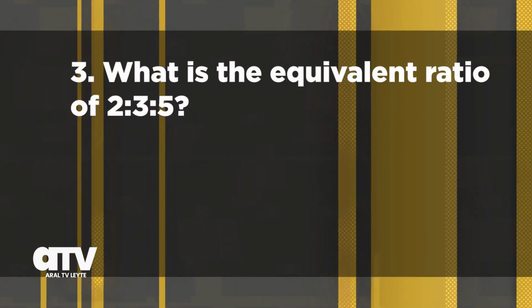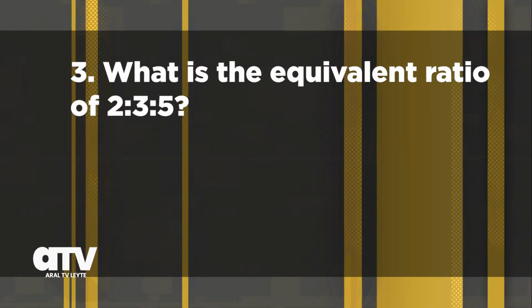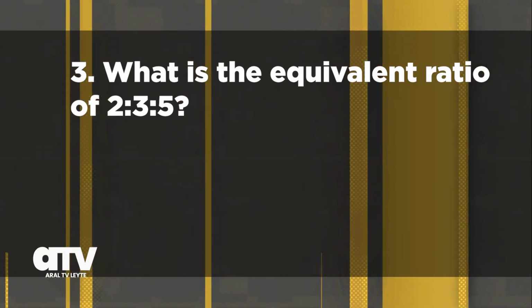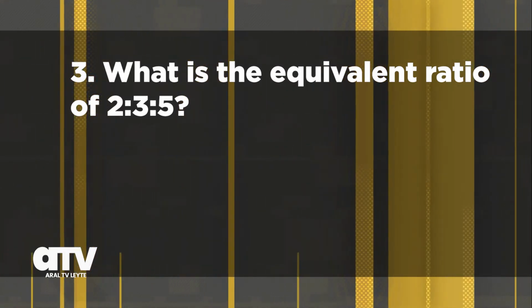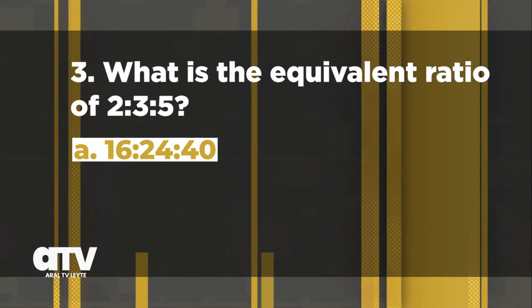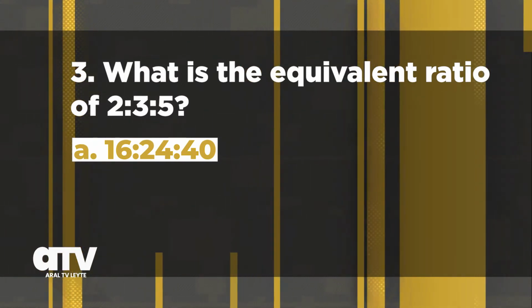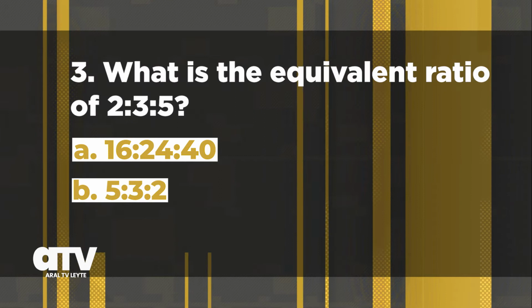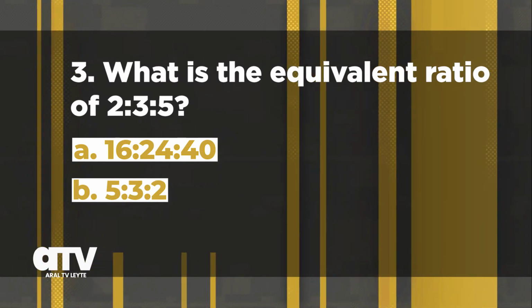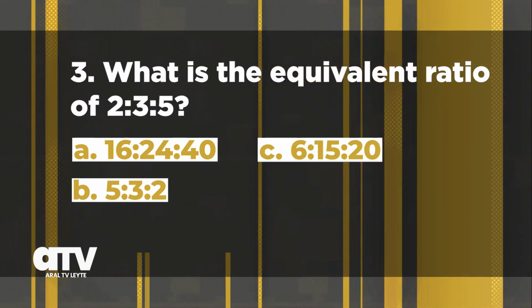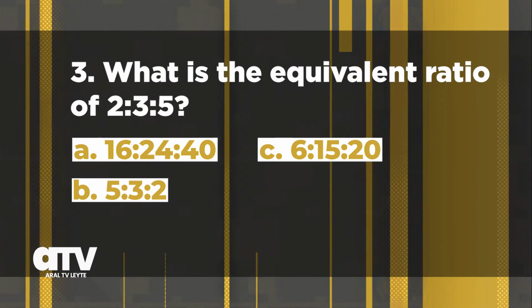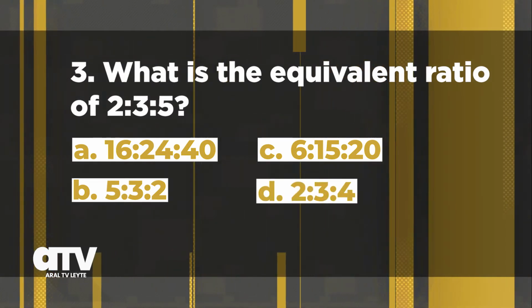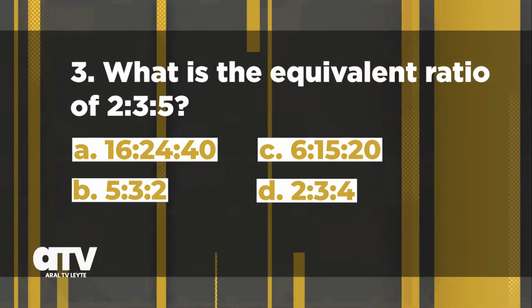Number 3. What is the equivalent ratio of 2 is to 3 is to 5? A. 16 is to 24 is to 40. B. 5 is to 3 is to 2. C. 6 is to 15 is to 20. D. 2 is to 3 is to 4.